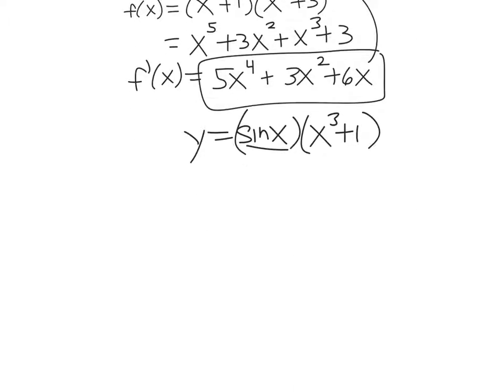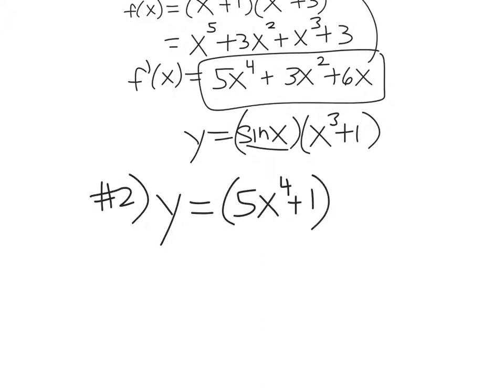All right, you try one. You ready? Number 2. Try this one, if you will. Let's do y equals 5x to the 4th plus 1 times 3x squared plus 2. Find y prime using the product rule.